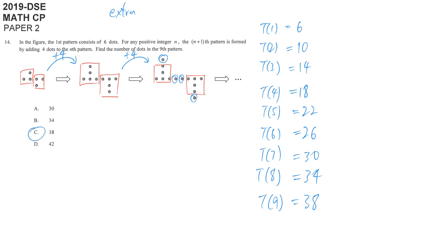Of course, some students realize that this is AS, and then you may just simply get T9 equal to the first one, plus 8 times the common difference, which is 4. Then you can also get 38 very quickly.